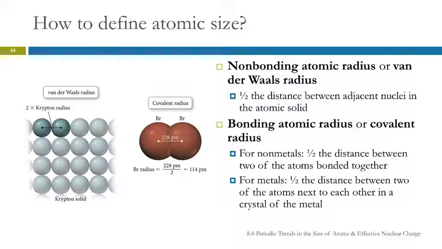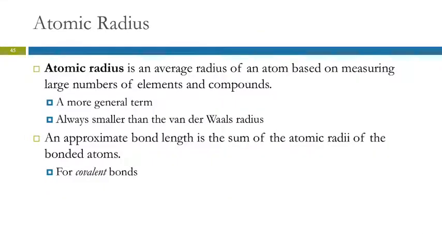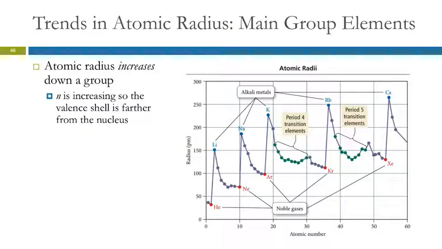So we're not going to worry about those details. I want you to know that it's kind of not so obvious how we measure those things. We're just going to talk about an average atomic radius based on measuring atoms in different compounds and averaging all of those together. So this is a more general term. It's what we can use to describe the approximate bond length, and we'll learn more about that later. The approximate bond length would just be the sum of the atomic radii of the two atoms that are bonded. That's for covalent bonds.